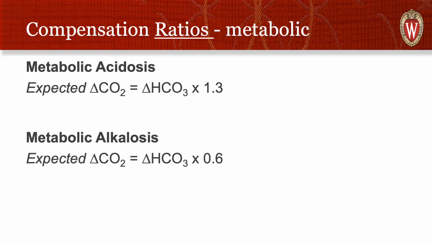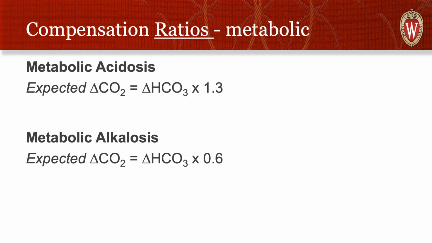So if your bicarb is 20, that is 4 lower than it should be. 4 times 1.3 is about 5, and so your expected change in CO2 is 5. In the case of metabolic acidosis, you would want to breathe off the CO2, and so the expected change in CO2 is minus 5.